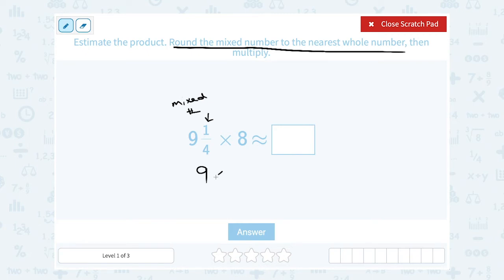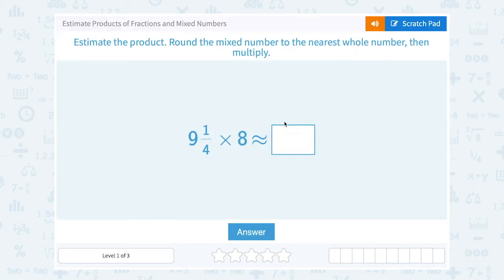Okay, so to estimate this, I'm going to think 9 times 8. And the answer I get for that should be close to the answer for this. Remember, the squiggly equal sign means approximately equal to. So I'm just rounding this to get an approximate or close answer. Okay, and 9 times 8 gives me 72. So 72 should be a close approximation for this one, 9 1/4 times 8.